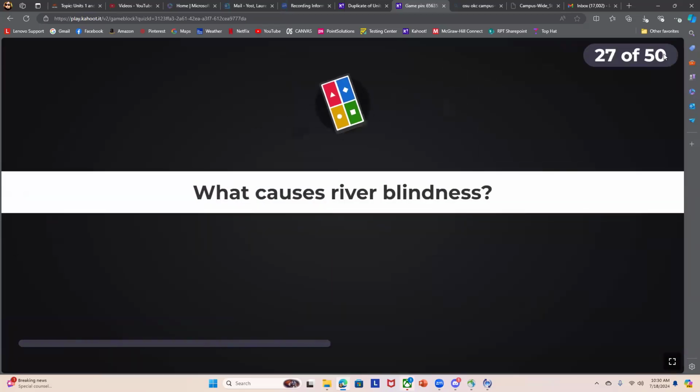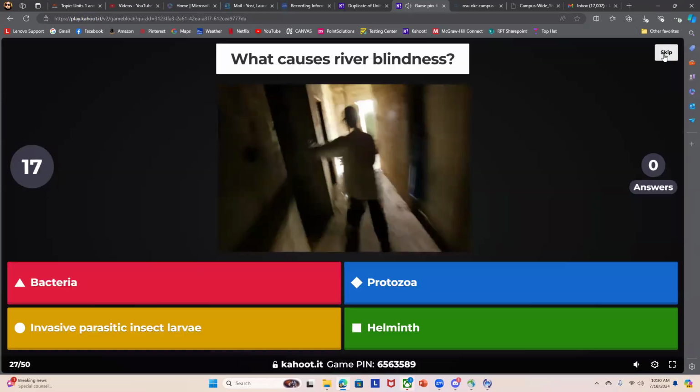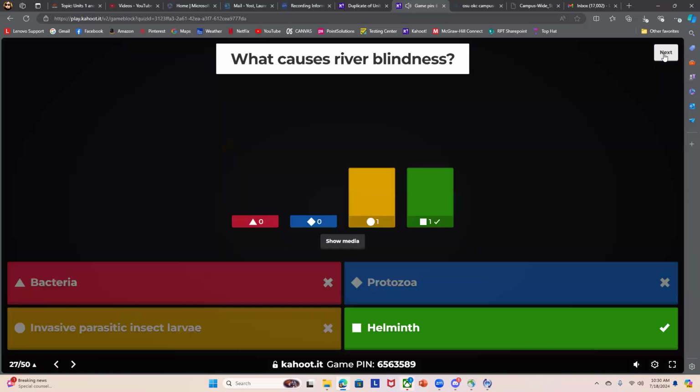All right, what causes river blindness? So we talked about two different forms of blindness when we talked about the skin and eye diseases. Which one causes river blindness? Okay, so river blindness is actually caused by a helminth specifically. It's going to be a worm that makes its way into the eye and causes blindness there, usually from the inflammation associated with the worm.